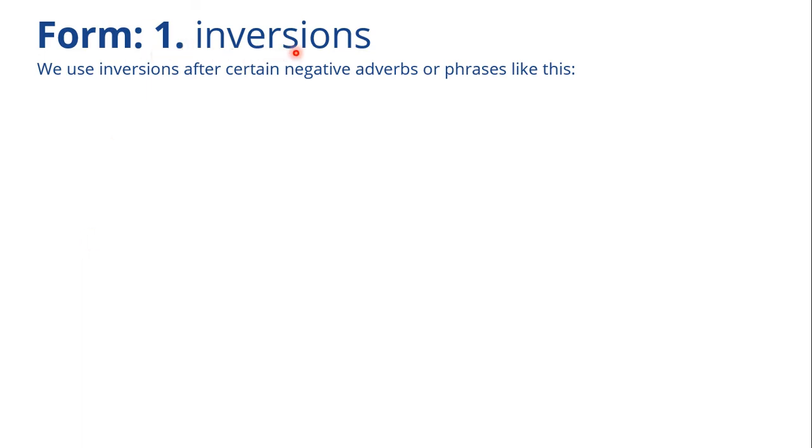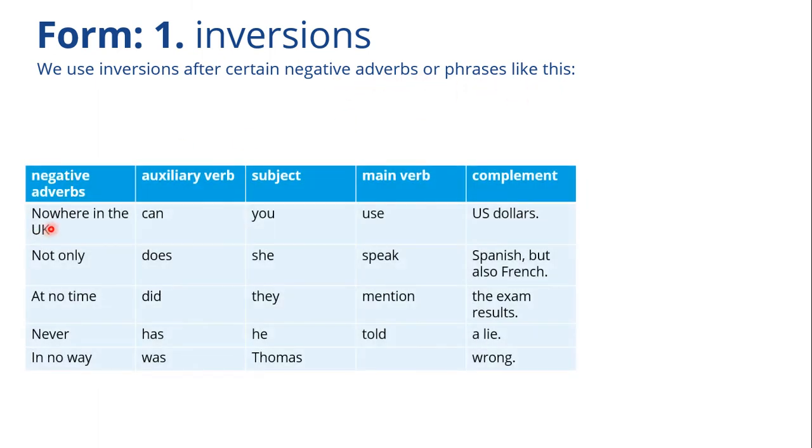Now, form 1 is inversions. We use inversions after certain negative adverbs or phrases like these. You see now: nowhere in the UK, not only, at no time, never, in no way. Here are all the negative adverbs, right? And here are all the auxiliary verbs like can, does, did, has, and was, depending on the tense. They are applied, and after the subject, based on the subject and verb agreement, comes the main verb.